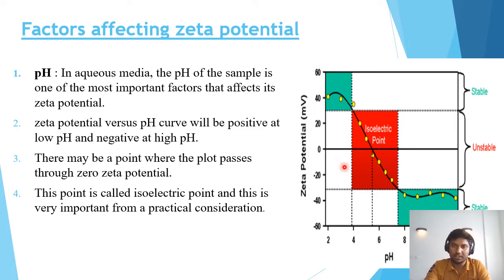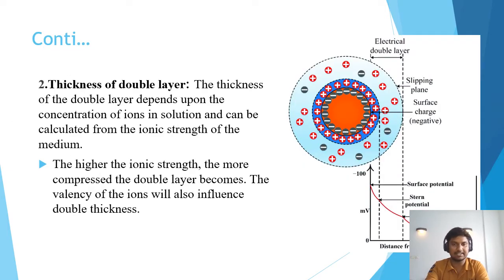At low pH, the zeta potential value is positive, and as the pH increases, the zeta potential goes into negative values. And there is a certain point where the zeta potential is zero. That point is called the isoelectric point. This point is a very important point for practical consideration.